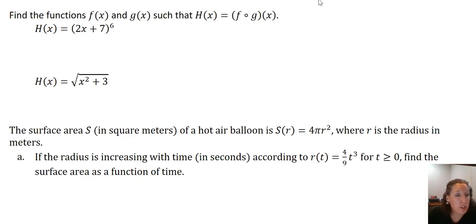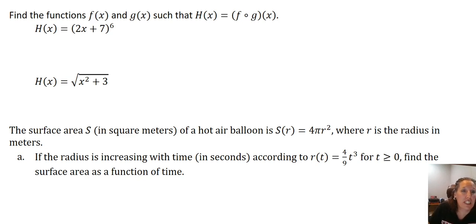There are typically multiple correct answers to this. We are going to stick with the one that is the most obvious. And so really, when you're looking at these functions, you want to identify an inside function and an outside function.